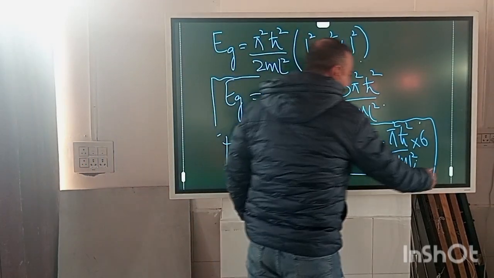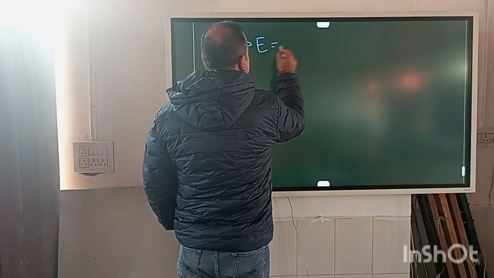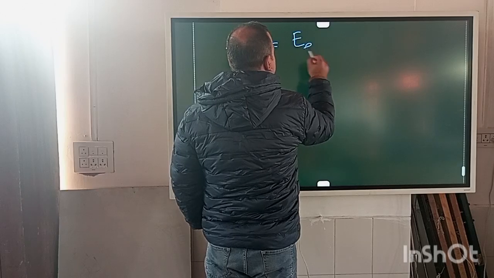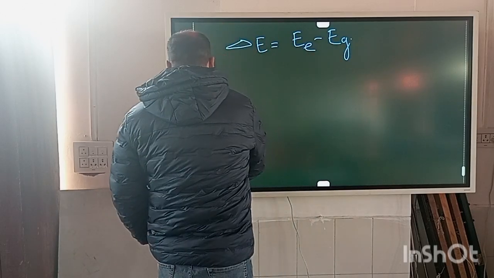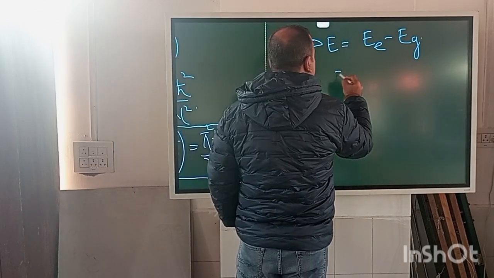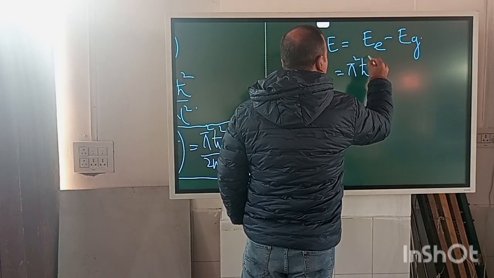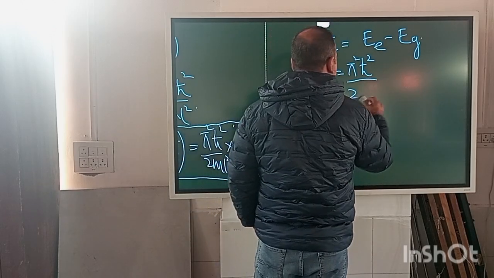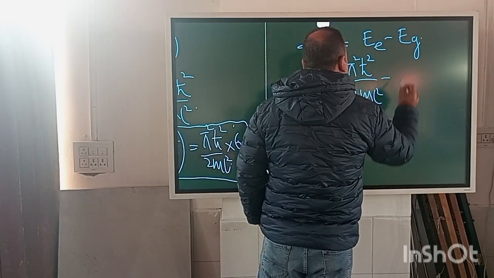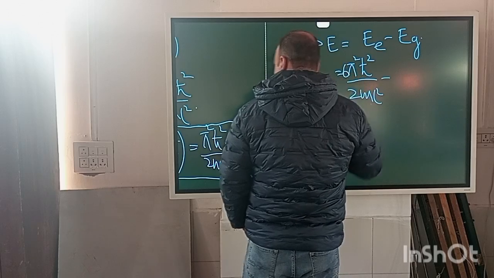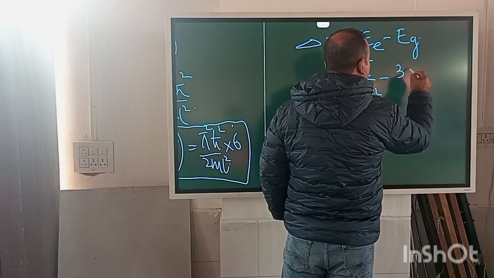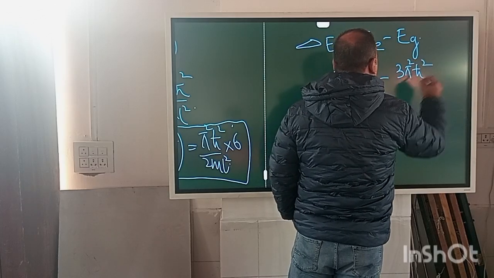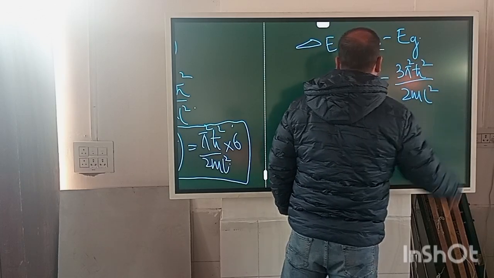So from here I can calculate the change in energy. So what will be the change in energy? That will be delta E. That will be energy of the excited state minus energy of the ground state. So this is the first excited state, and for first excited state what we have is pi square h bar square by 2 mL square times 6, minus, and for the ground state, it's 3 times the same thing. So this is 3 pi square h bar square by 2 mL square.